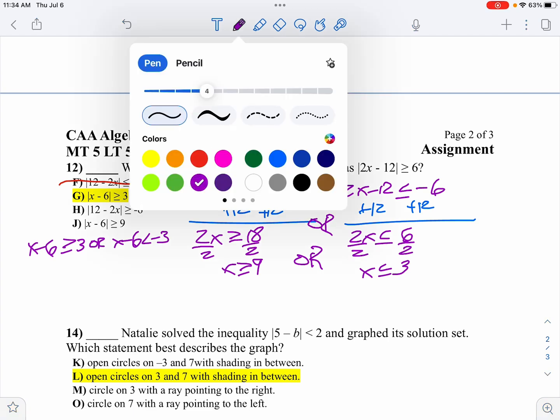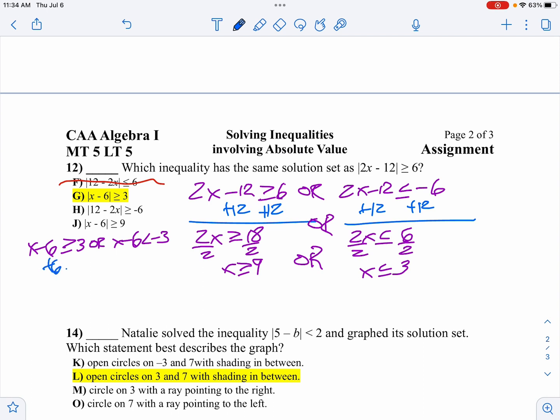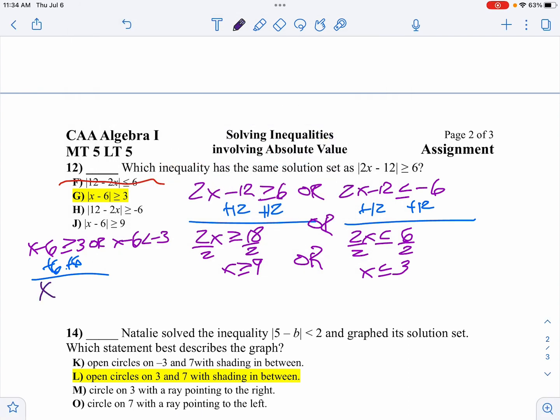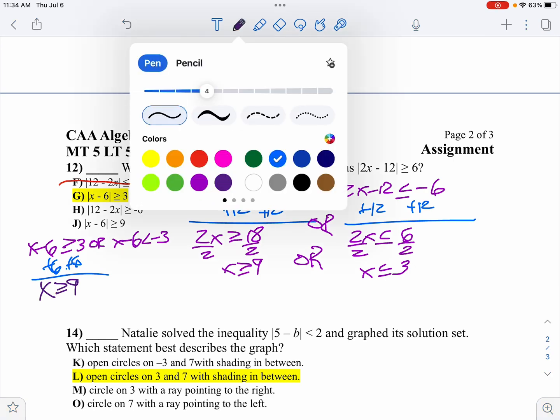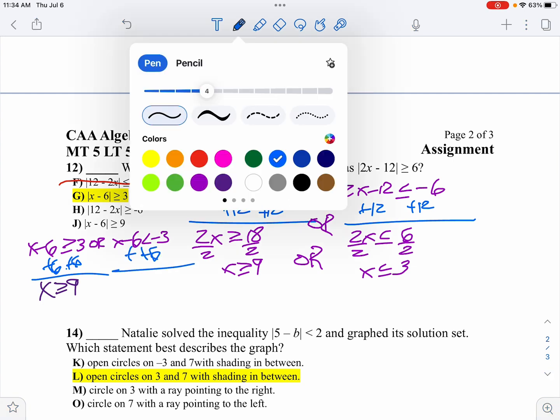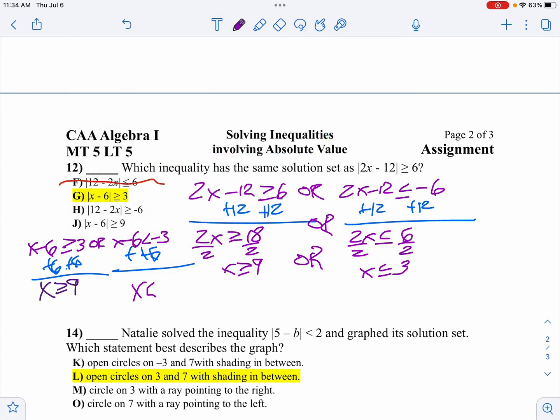So to solve for x, let's add 6 to both sides, and we get x is greater than or equal to 9. That makes me feel pretty good, because these two are the same, aren't they? And then if we add 6 to the right one here, I'm going to get x is less than or equal to 3. Oh, there we go. Those two have the same solution, so your correct answer is G on this problem.